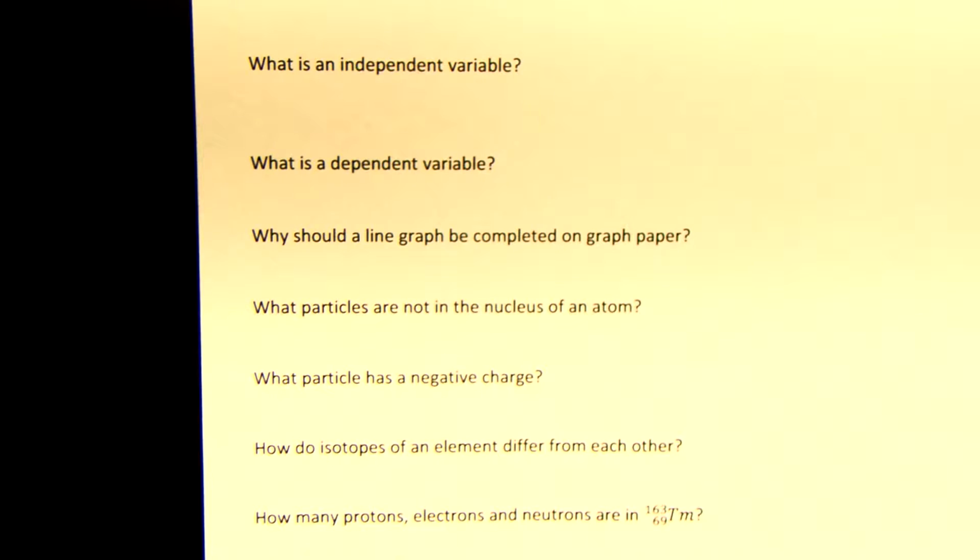Now, one of my favorite answers was, what is an independent variable? And someone said the x-axis. I did not say where is the independent variable. You are correct. It is on the x-axis. That's when we graph it on the line graph. But that's not telling me what the independent variable is.